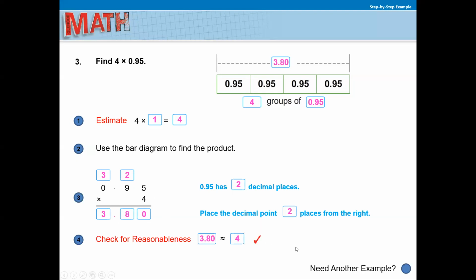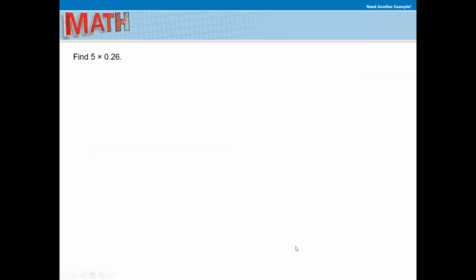Check. Here's another example. Find 5 times 26 hundredths. Be careful with your decimal point. Show all your work in your notebook. Pause while you're working. Press play when you're ready to continue.